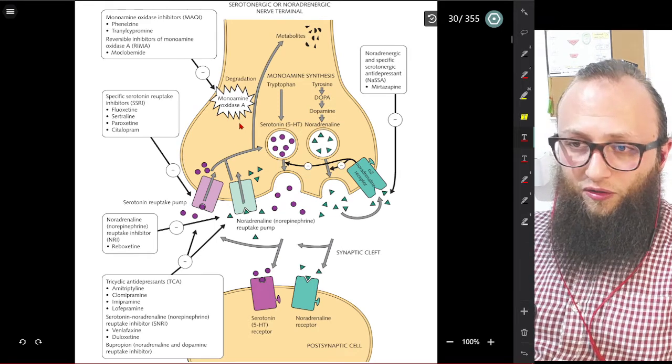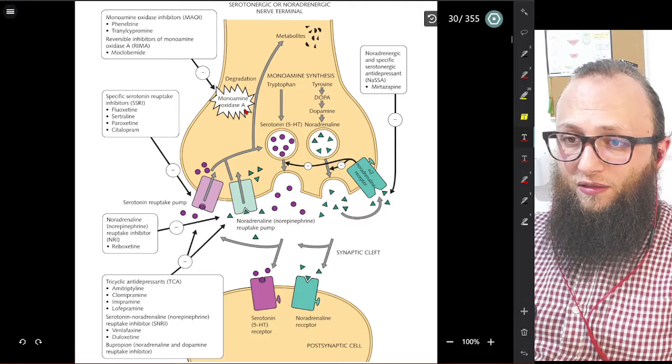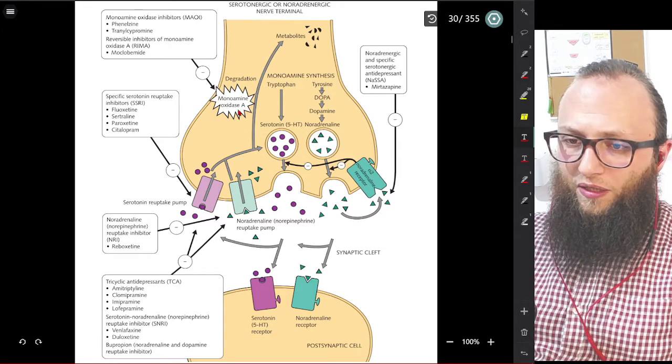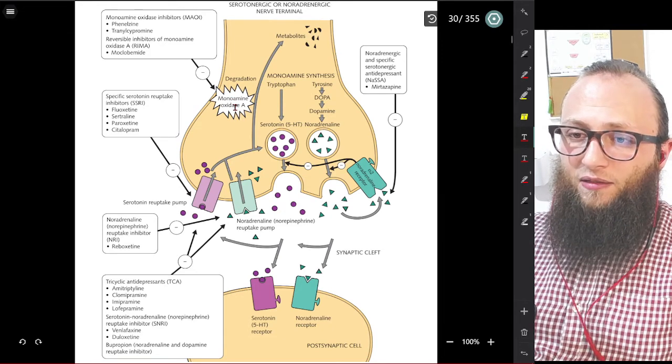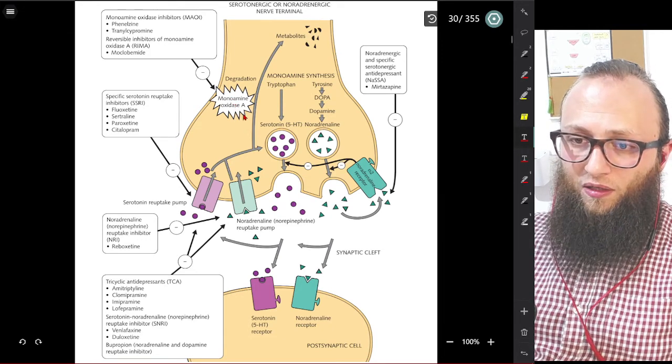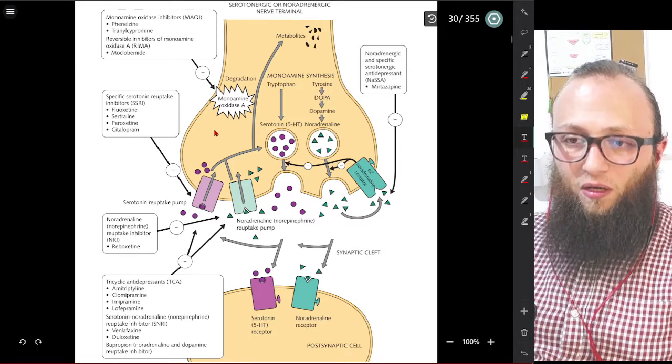Another thing that you should know about, we have something called monoamine oxidase, A and B. Monoamine oxidase is an enzyme. It degrades monoamines. So it breaks down norepinephrine and serotonin and dopamine in general.